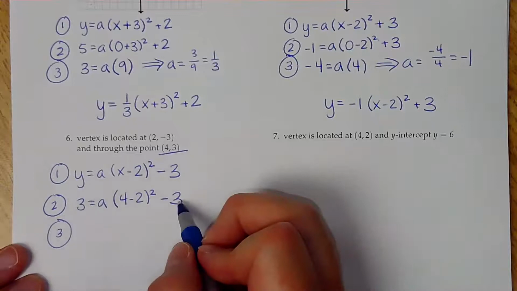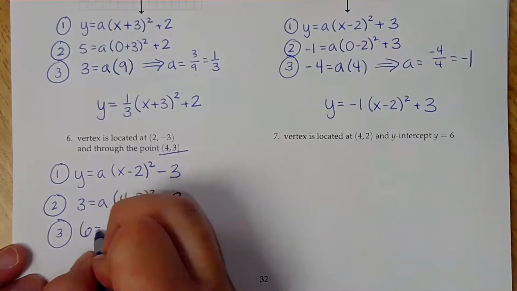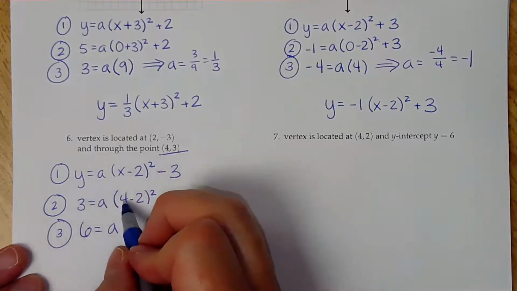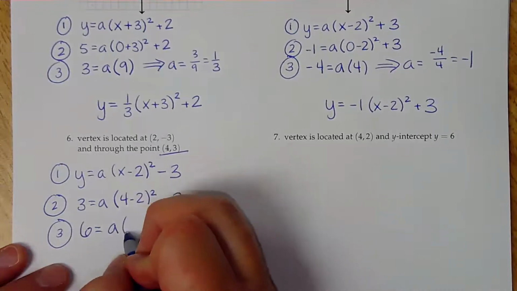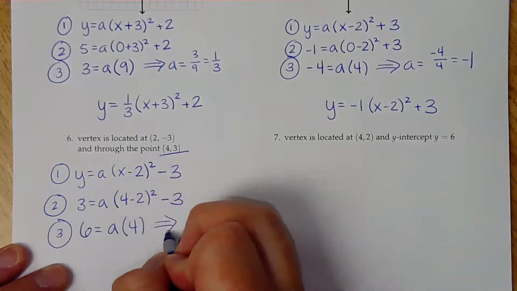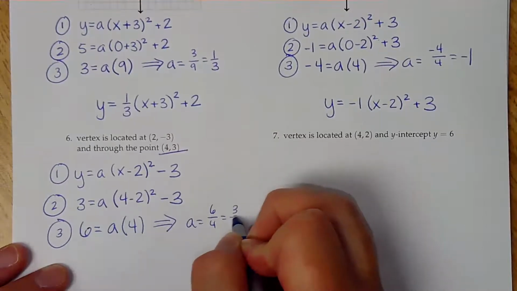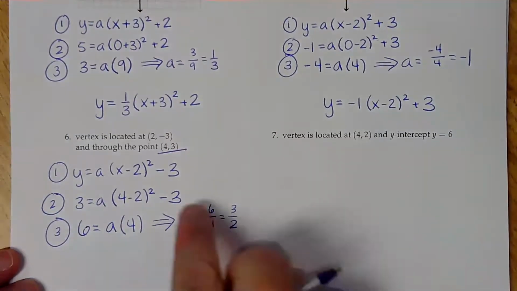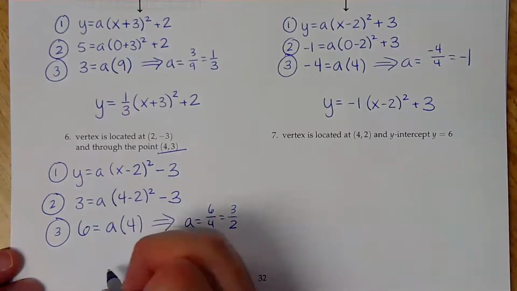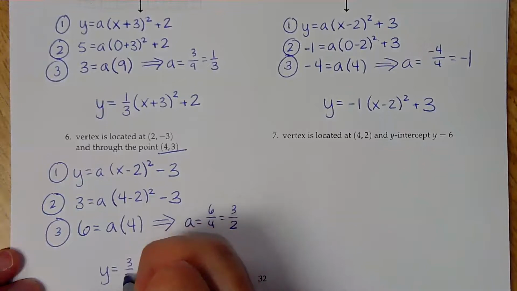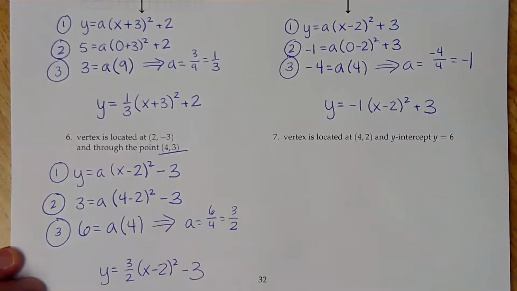All right, so I'm going to add this 3 over to the other side, so that gives me 6 = a times, and 4 minus 2 is 2, and then 2 squared is 4. So I get that a = 6 over 4, or 3 over 2. And I'm going to plug this back into step 1, and I'll have my equation. So y = 3/2(x - 2)^2 - 3.